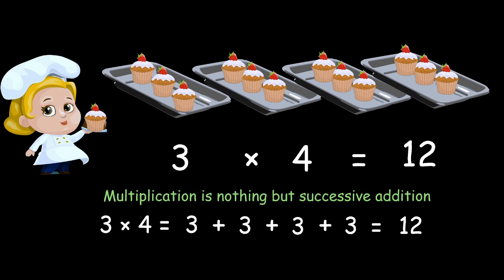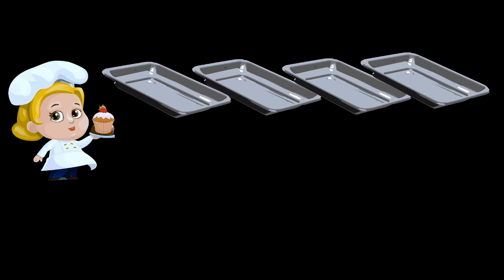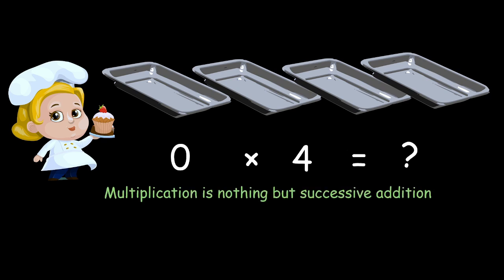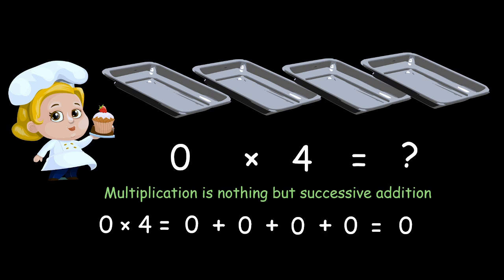Now, just the next day, unfortunately, her oven broke. So she could not make any cupcakes. So now each tray has 0 cupcakes and there are 4 trays. So 0 into 4 will be equal to what? Once again, multiplication is successive addition. So 0 into 4 means 0 is to be added to itself 4 times. 0 plus 0 plus 0 plus 0, and that will be equal to 0, right?